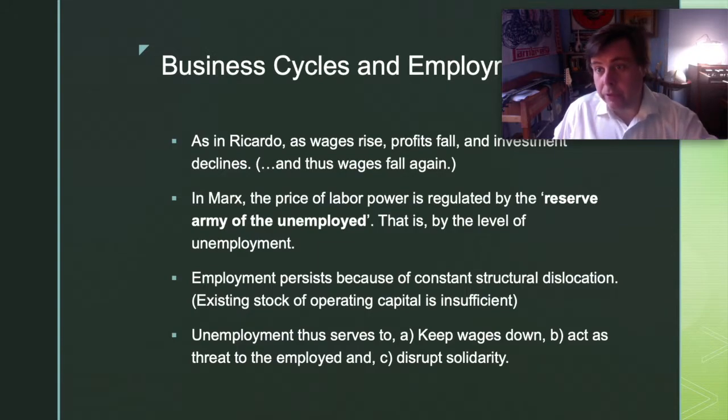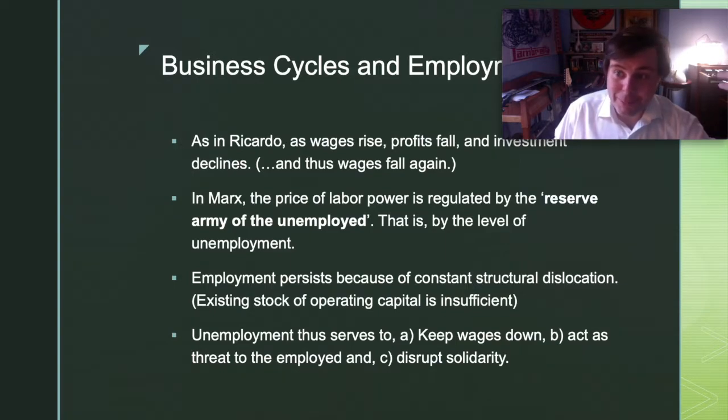So, for example, in David Ricardo, what keeps wages down? As soon as there's a little bit of extra income for households, they enjoy a higher standard of living for a brief period of time, but then, of course, have more kids, and that brings wages back down by raising the supply of labor. Marx didn't see it this way at all. So Marx's explanation here is different from other classical economists. In Marx, the price of labor power is regulated by what he referred to as the reserve army of the unemployed, that is, by unemployment.